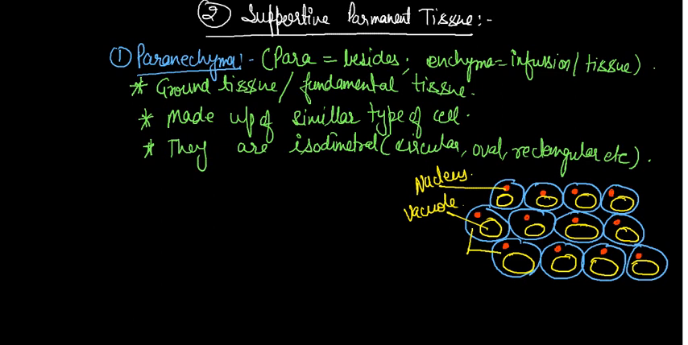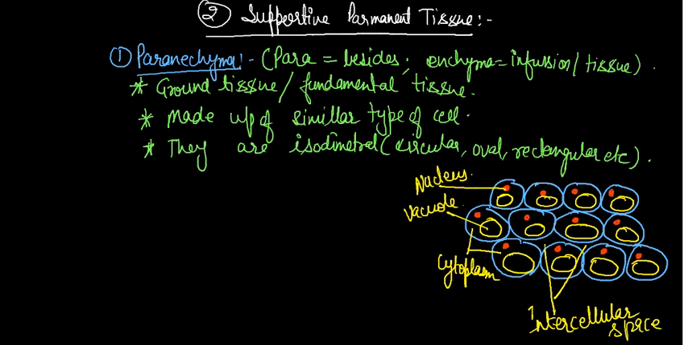The most important part: you see the gaps present between two cells. That is called the intercellular space. Due to the presence of intercellular space, the cell wall, this is the cell wall of the plant cell, is thin. The cell wall is thin due to the presence of intercellular space. So there are some points.